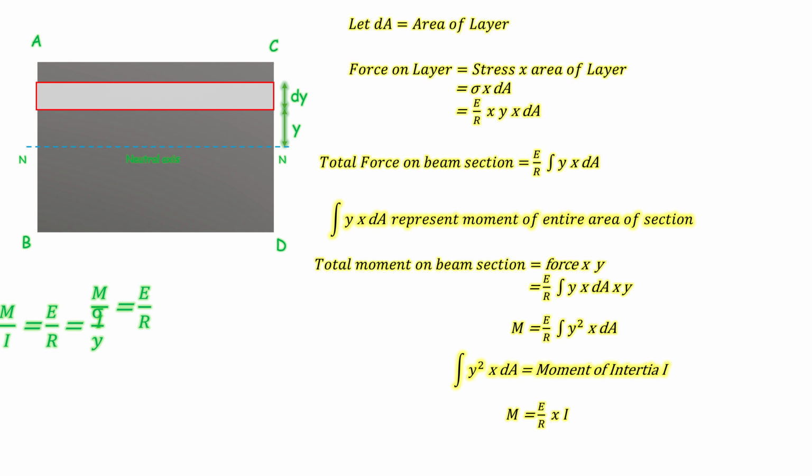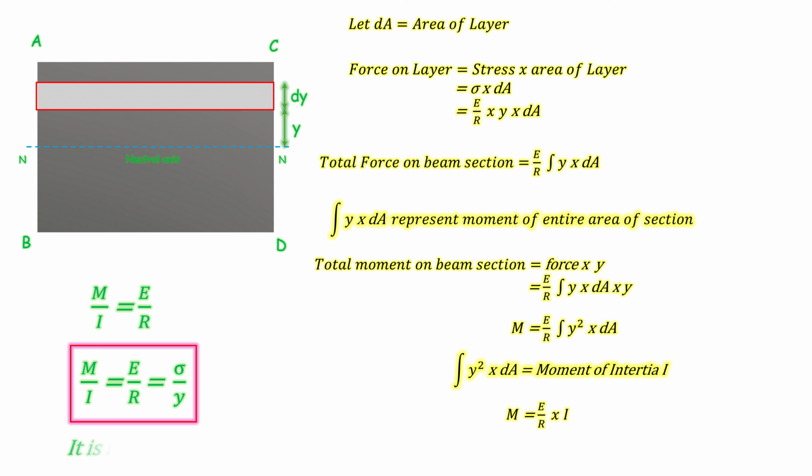M divided by I equals E divided by R. M divided by I equals E divided by R equals sigma divided by y. It is known as the bending equation.